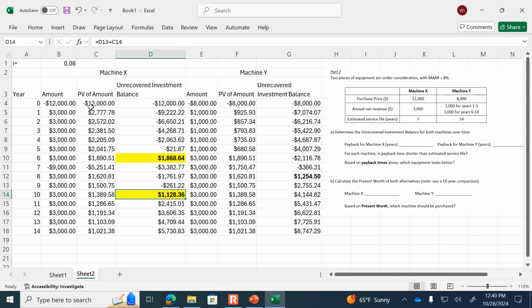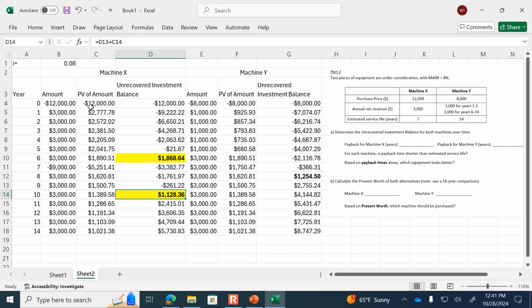So the situation's a little bit murky here. Which equipment should we buy? Should we buy machine X, which only lasts for 7 years, or should we buy machine Y, which lasts for 14? Well, if we're doing it right, we keep in mind that this is only used for initial screening. So the question is, are either or both of these alternatives acceptable?